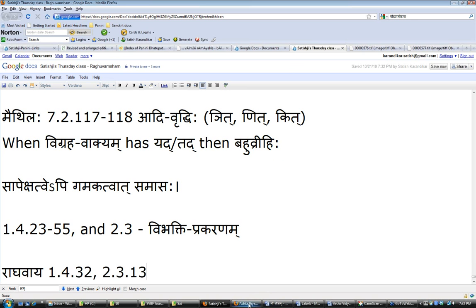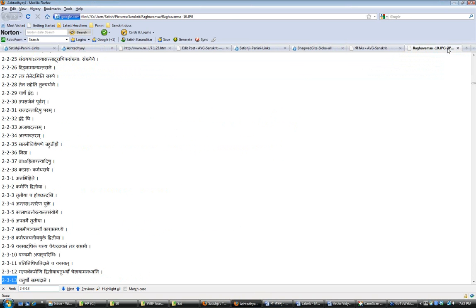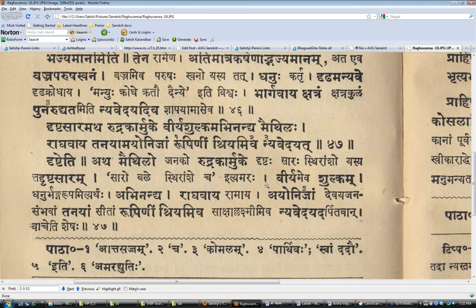Okay, so let's finish this shloka now, see what we have left. Raghavaya Ramaya. Because Raghava could be anybody. It could be Bharataha, Shatrugna, Lakshmanaha, could be Dasharatha. So he specifies that. Raghavaya Ramaya. Ayo Nijam. Okay. So now where do you want to put the brackets?